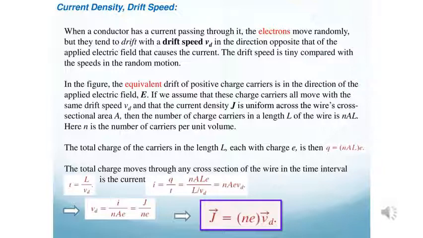So the total charge that moves through any cross section of the wire in the time interval is equal to how much? How much length did they cover? Let them cover a length of L. So how much time did they take? t is equal to L by vd. And we know I is equal to Q by t. And just before, we got Q is equal to n, the number of charge carriers per volume, into AL into e, the charge on one electron, by the time taken, L by vd. So that is nAevd.